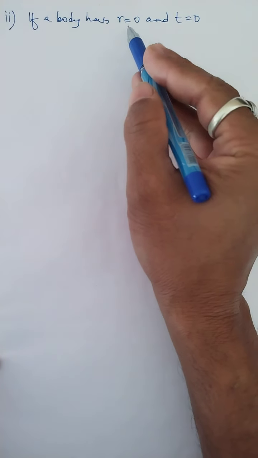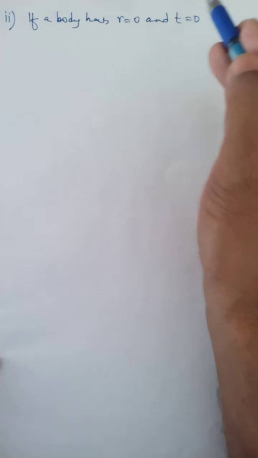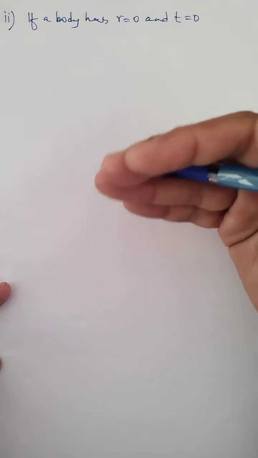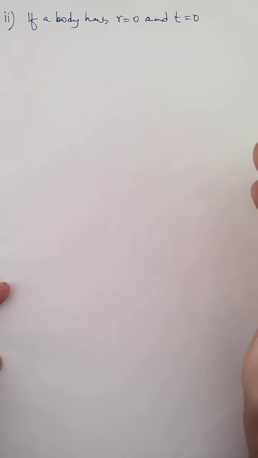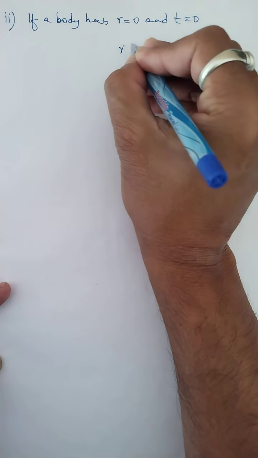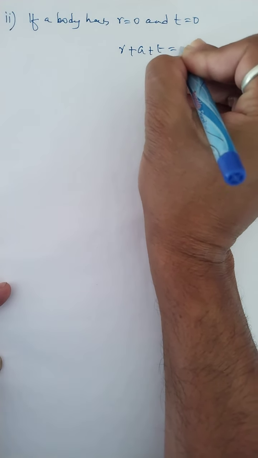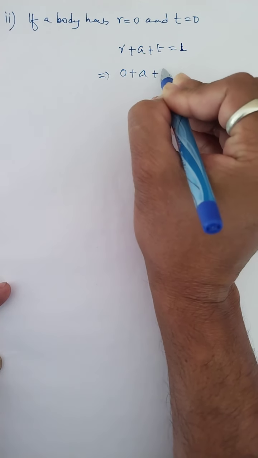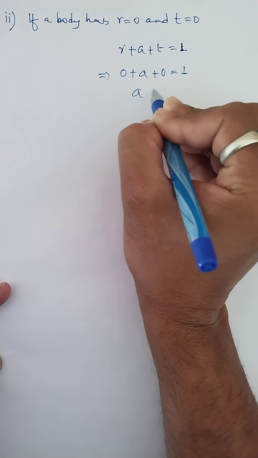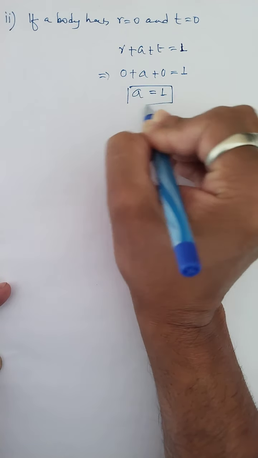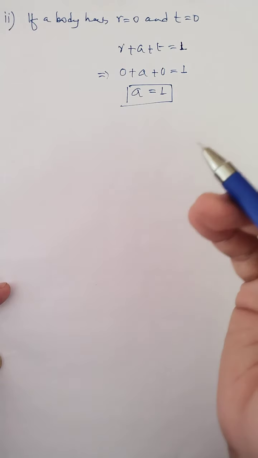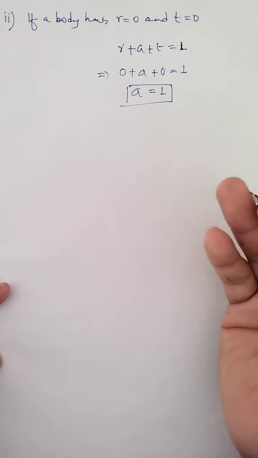If a body has reflectance R equals 0 and transmittance T equals 0, this statement simply says that the body neither reflects nor transmits any radiation falling upon it. So in that case what happens? We know the relation R plus A plus T equals 1, which means 0 plus A plus 0 equals 1. What do you mean by this? Now A equals 1. That means the body only absorbs the heat energy or thermal energy falling on it. This is the case where the body neither reflects nor transmits any radiation falling upon it.